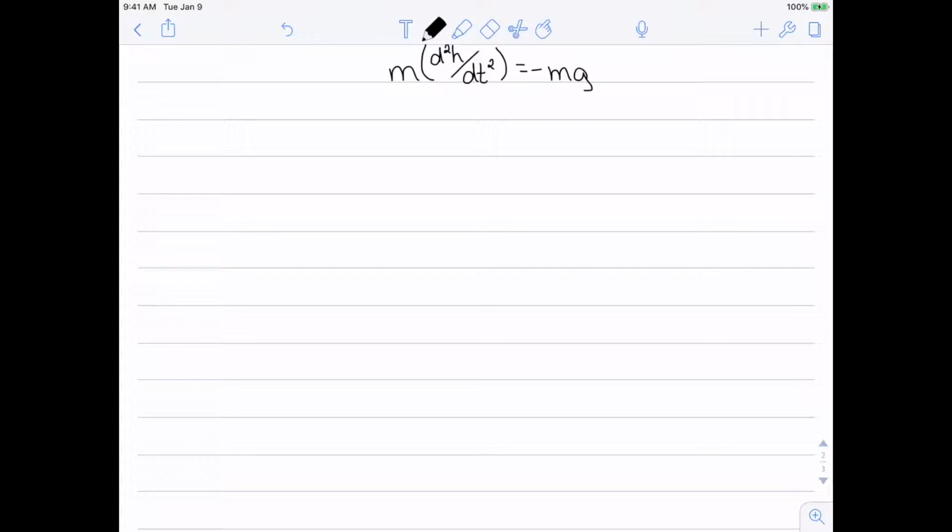So let's start by dividing both sides by m. I now have the second derivative of h is equal to negative g. And we can integrate both sides. The integral of a derivative just undoes the derivative, so we're down to the first derivative. On the right-hand side, we are taking the integral with respect to t, so negative gt plus c, our integration constant. g is a constant, it works just like a number. The integral of negative 5 would be negative 5t, so the integral of negative g would be negative gt. And then we always need our plus c whenever we integrate.